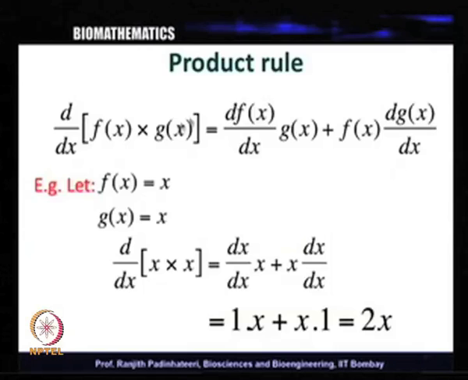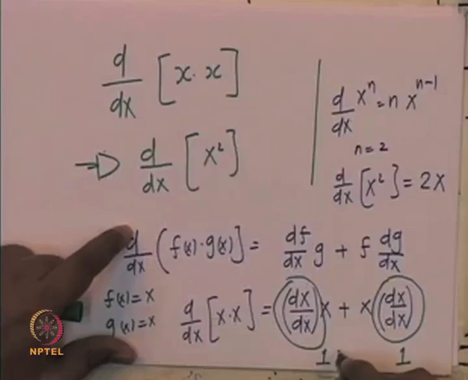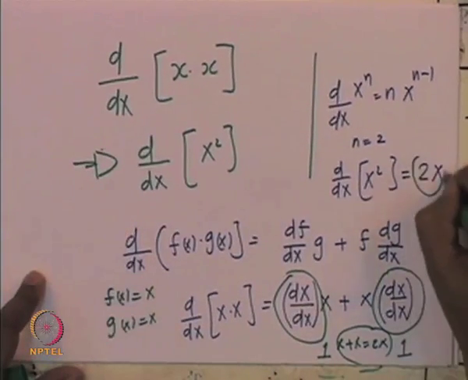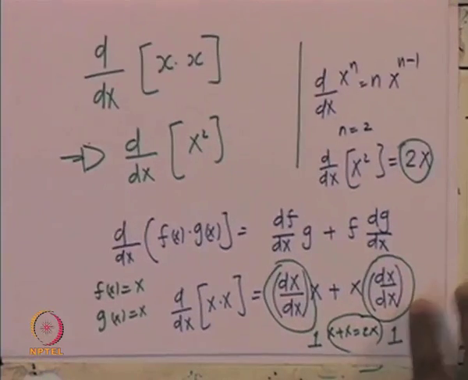There is no magic here. I just applied this formula. Once I took this formula and applied it here, I get dx by dx into x plus x into dx by dx, and noting that dx by dx is 1, we get 1 times x plus x times 1, which is 2x. So, we get the same answer. Basically this is x plus x equal to 2x, the same answer we got earlier.